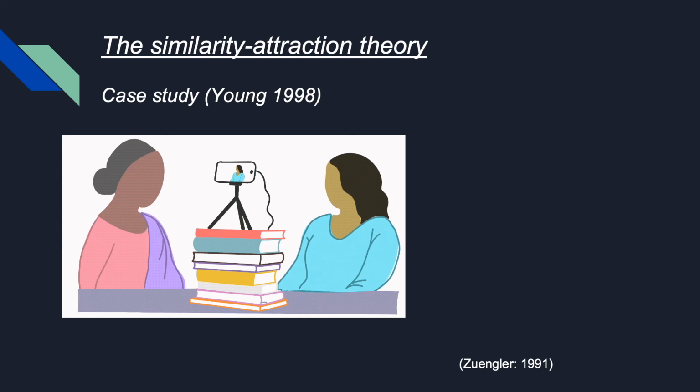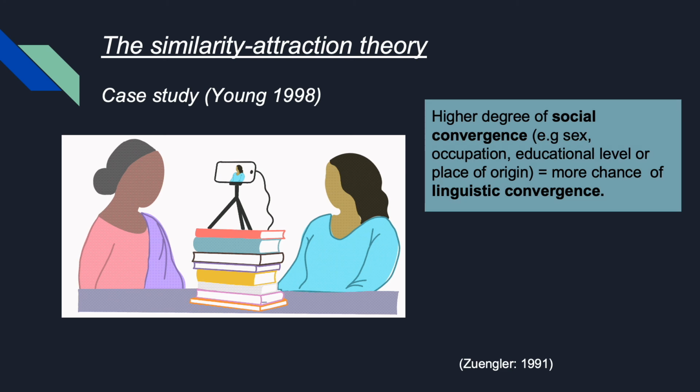In a study conducted by Young in 1998, for example, high-proficiency Chinese English second language speakers interviewed by individuals with a higher degree of social convergence were significantly more likely to converge to their interlocutor's standard English plural conjunction than those interviewed by people that differed more in terms of these social characteristics.